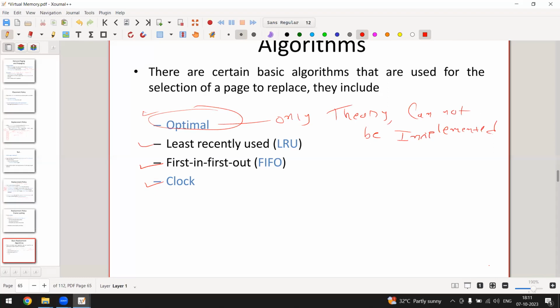Because optimal requires knowledge of the future, which is not quite possible to get. So what is the meaning of optimal? It means that you look at all the future references of the memory and see which page or which frame is not going to be used in the future. You have to swap only that particular page. So it's not quite possible.